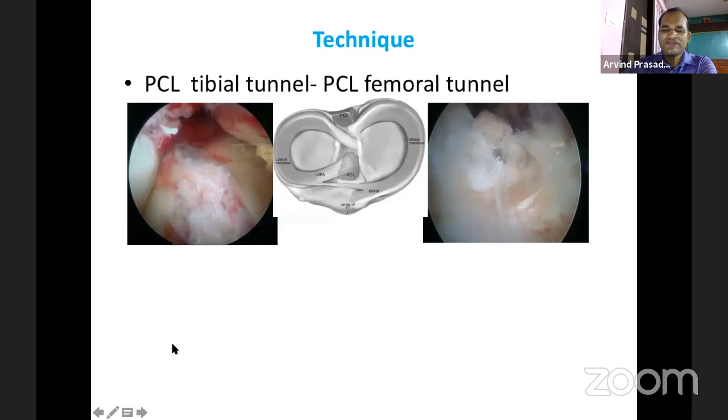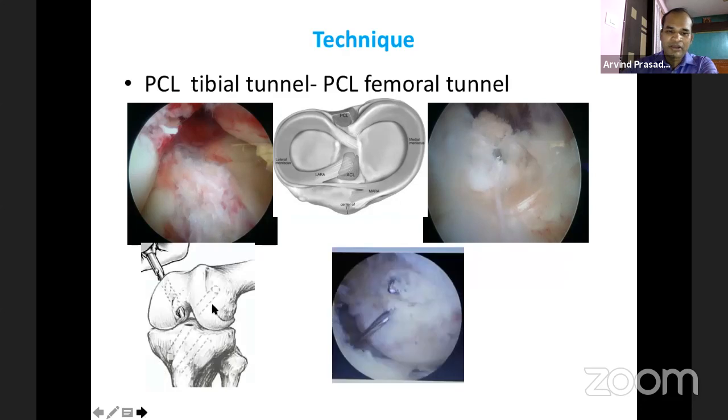So with the technique, first the PCL tibial tunnel should be created. Usually it is 10 to 15 millimeters below the articular surface, and there is the medial meniscus posterior horn, there is the Sharpey fiber that should be identified, and below that there is the root of the PCL over the tibia, around 10 to 15 millimeters down. So the guide wire should be there. And on the femur, it can be done from outside in or inside out, and we can check with the help of the C-arm also.